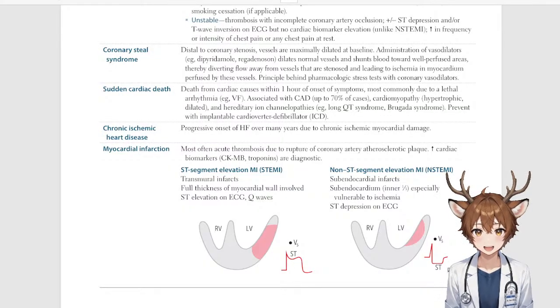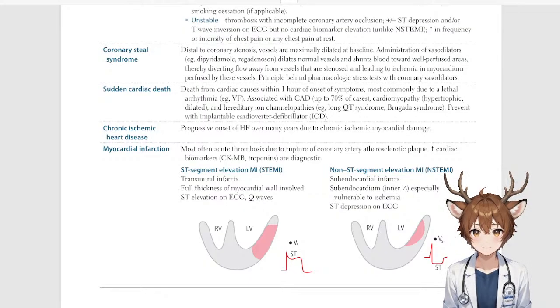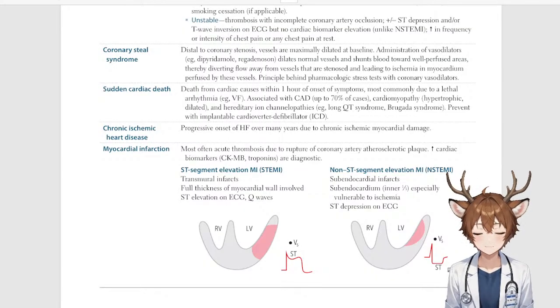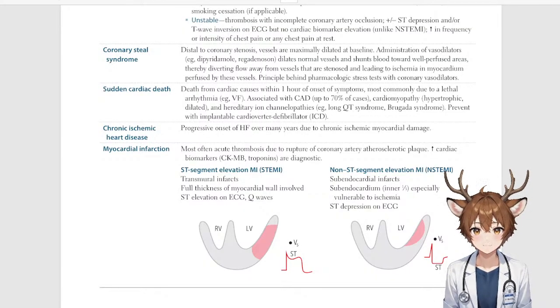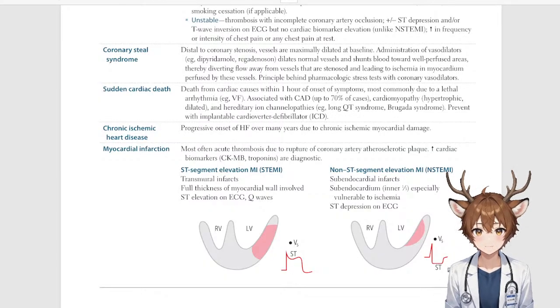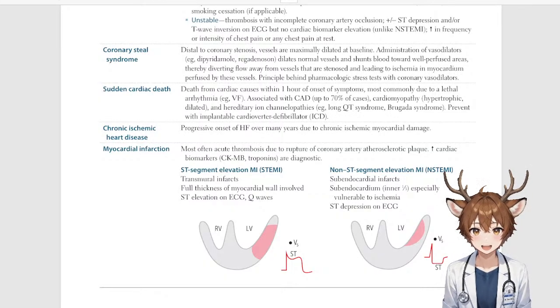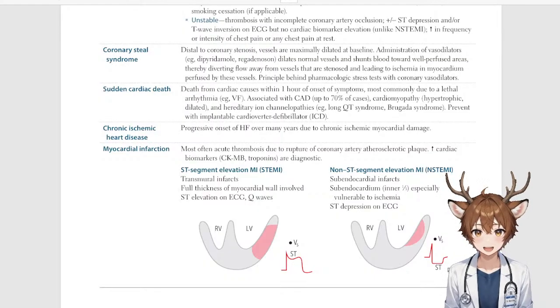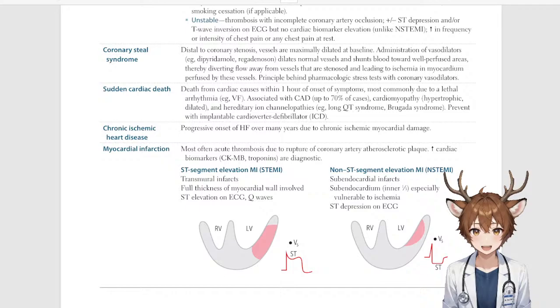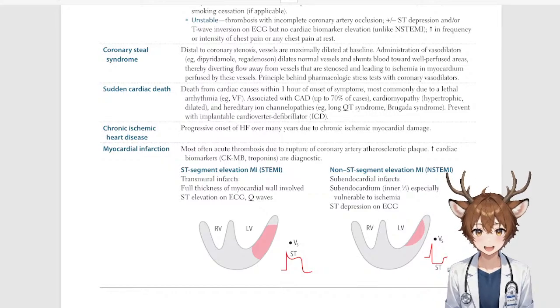What about STEMI? What about ST elevated myocardial infarction? Well, you will have pain at rest, like an NSTEMI, like an unstable angina for that matter. You will have elevated troponin, like NSTEMI, again, because it's a heart attack going on. You will have transmural infarction. And as a consequence of that, you will have ST elevation and pathologic Q waves, and hence the name ST elevated myocardial infarction.